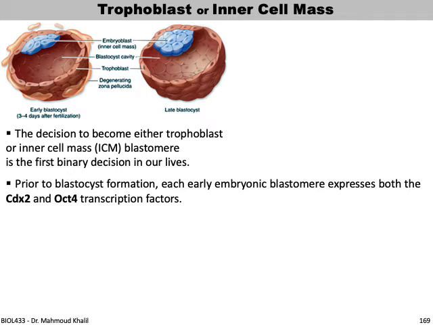So trophoblast or inner cell mass, as you can see from the figure, the organization and the location of each type of cells. You have an inner cell mass, which is the embryoblast, and you have trophoblast cells surrounding the inner cell mass. So the decision of cells to become either trophoblast or inner cell mass blastomeres is the first binary decision in our life.